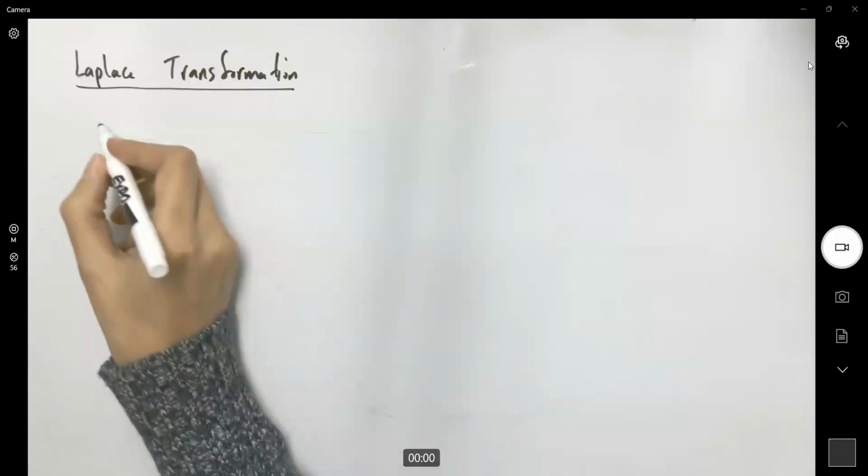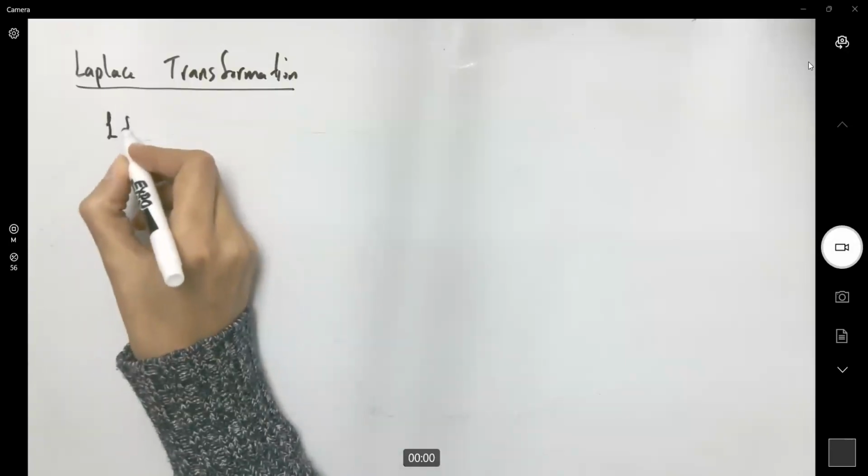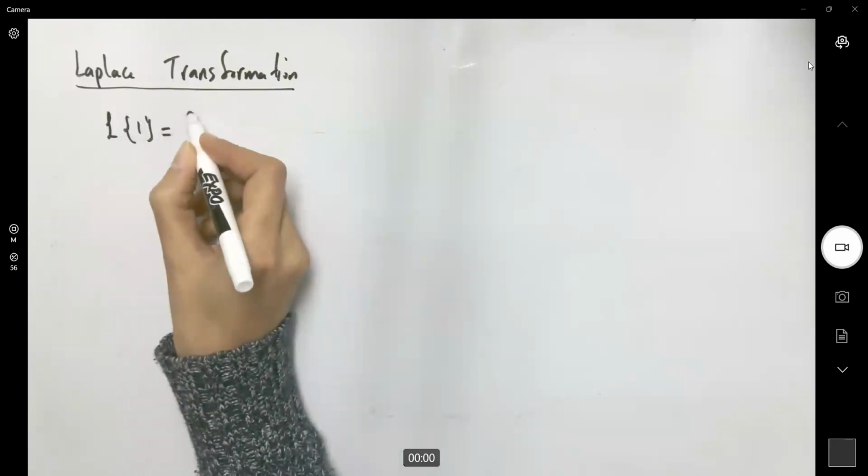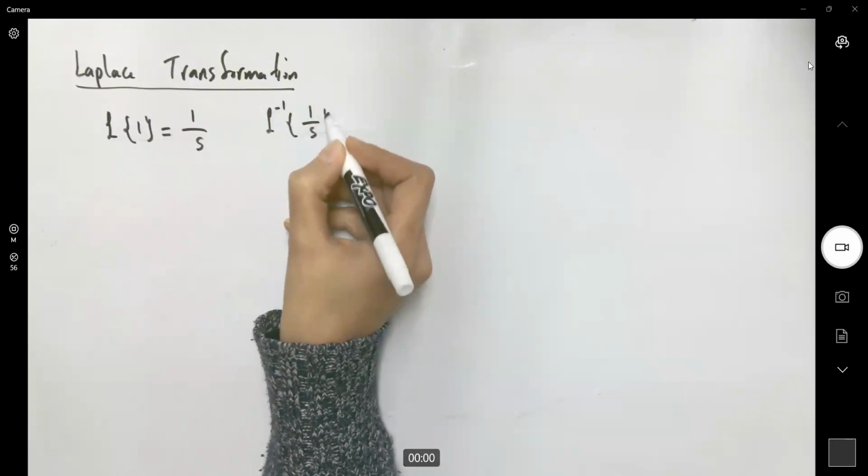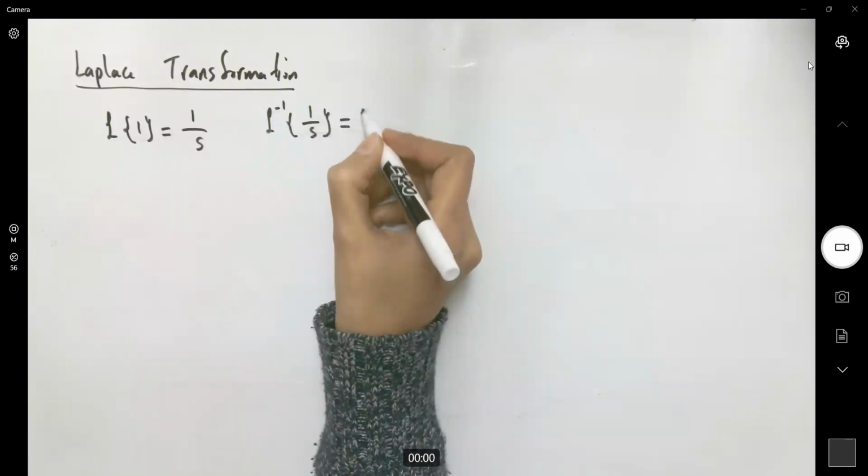What we have learned so far? We learned that the Laplace of 1 is equal to 1 over s, or the inverse Laplace of 1 over s is equal to just 1.